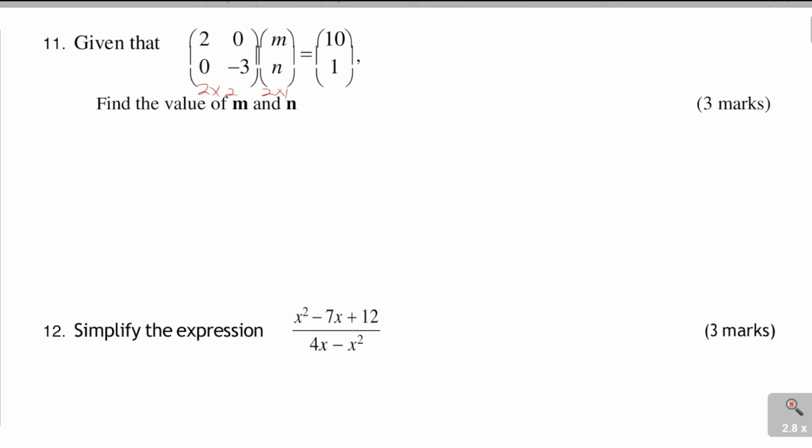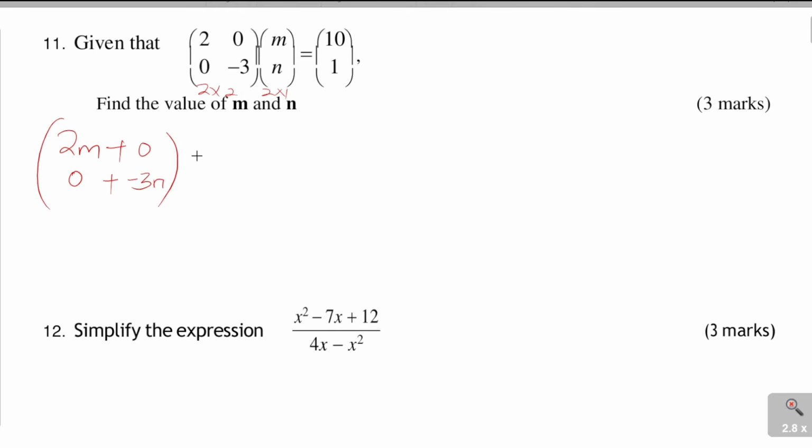So let's multiply. You know how to multiply matrices, rows times columns. 2 times m is 2m, then plus 0 times n, that is 0. That is the first row. We go to the second row: 0 times m is 0, then plus negative 3 times n, that will be negative 3n.